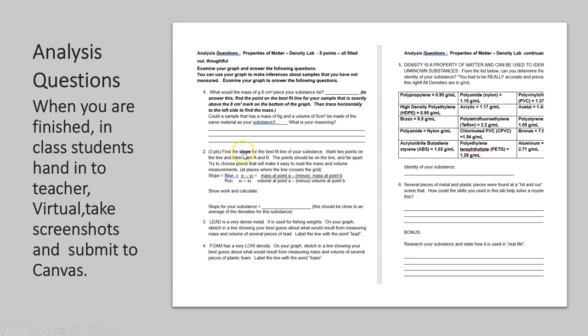Now we're going to actually find the slope for the best fit line, because we learned last week that the slope should be close to the density. So we're going to do rise over run. Your teacher will probably have a picture up on the whiteboard in class, and again, we went over this last week.